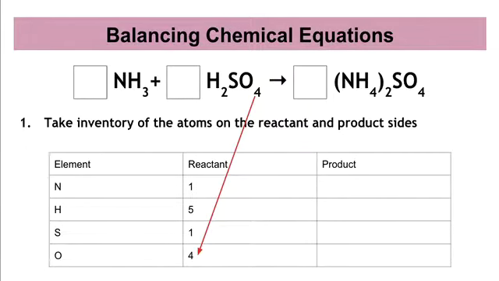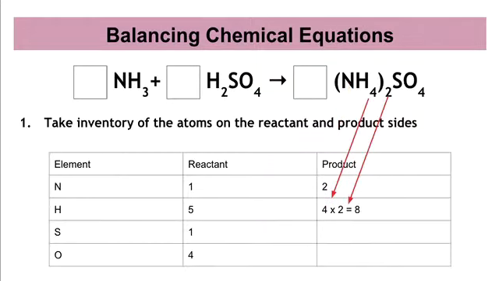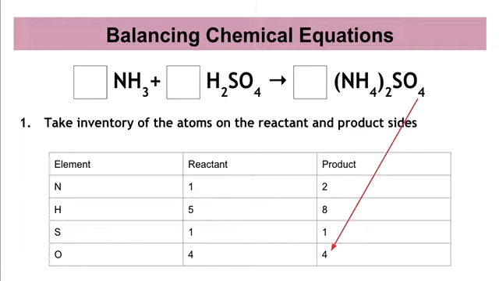Now let's look at the product side. A little more difficult. I have 2 nitrogen atoms. I have 1 times the subscript of 2, giving me 2. Hydrogen is going to be 8. I have 4 hydrogens, but that needs to be multiplied by 2, as you can see. That gives me 8. Sulfur, I have 1. And oxygen, I have 4. Now we have the inventory on the product side.